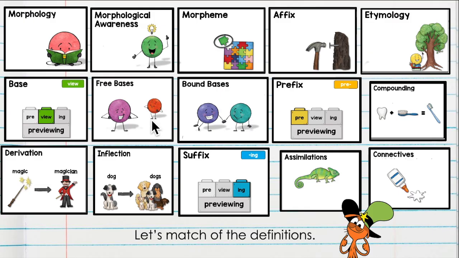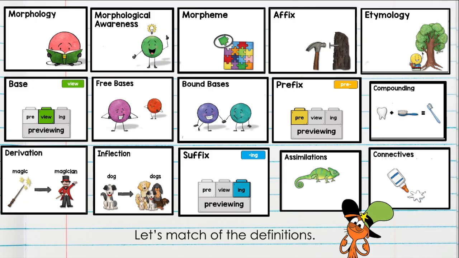A good example would be a base, happy, and then adding on a suffix, N-E-S-S, ness, can create a new word, happiness, but happy can be by itself. A bound base, or a root, like I like to call them, would be struct, S-T-R-U-C-T. Oh, I'm having a hard time spelling today.